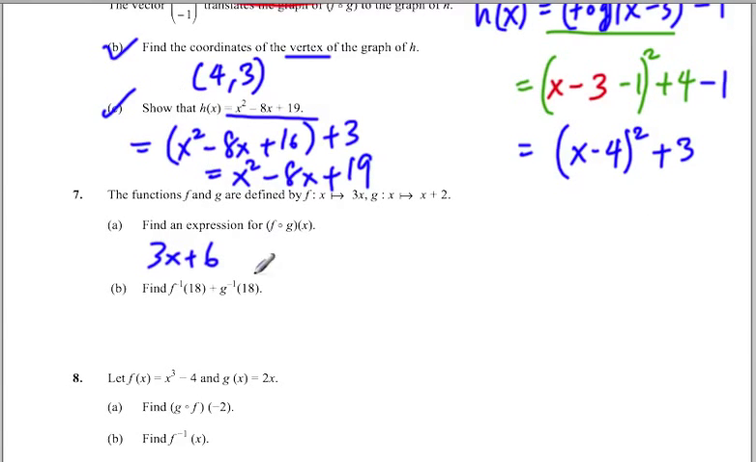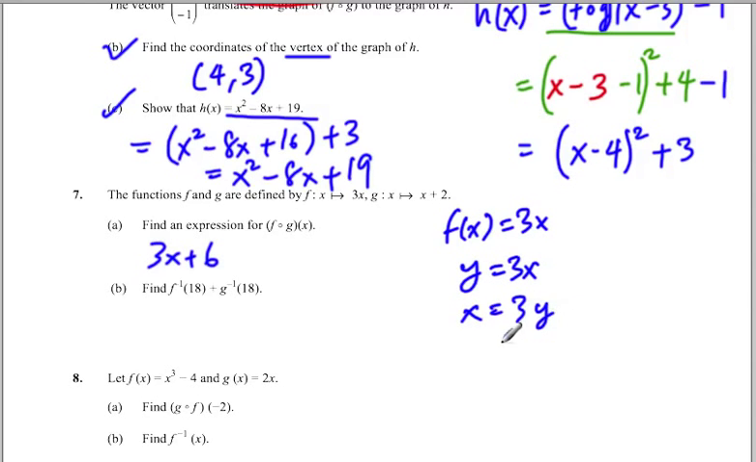Okay, so now let's do this one. Find f inverse of 18 plus g inverse of 18. In order to do that, first we have to find f inverse of x and g inverse of x. So we have f of x is equal to 3x. In other words, y is equal to 3x. To find the inverse, you switch the x and y. This is equal to 3y, so y is equal to x over 3. So f inverse of x is simply x over 3.